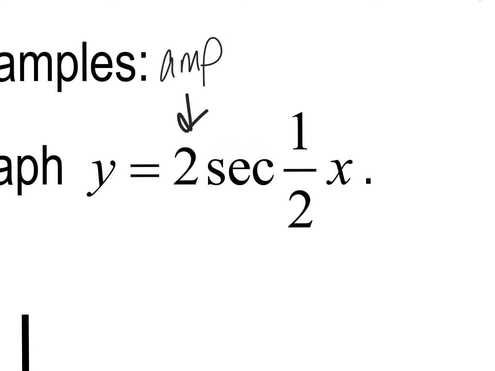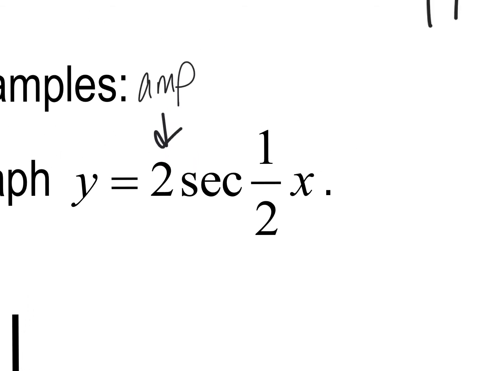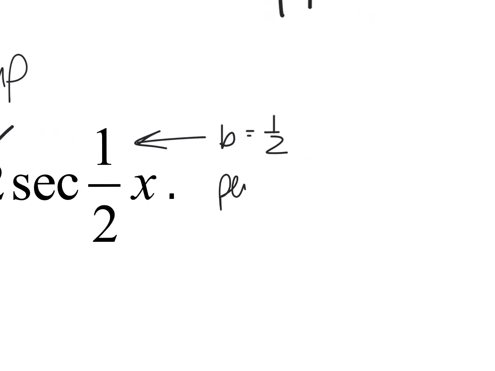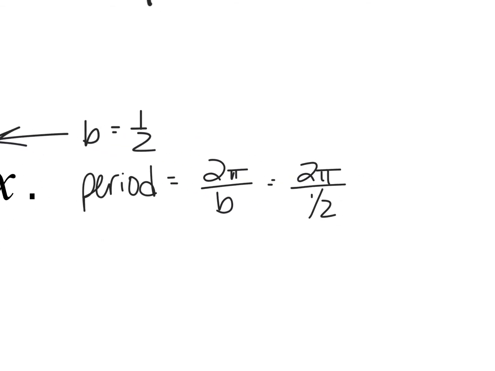And then when I actually sketch the graph, that's where the difference is going to come into play. So remember this 1/2, this is the b value, and so that affects the period. The period is always 2 pi over b, which in this case is going to be 2 pi over 1/2, which is 4 pi. That's the period. That means from beginning to end, the distance between the 5 dots is 4 pi.